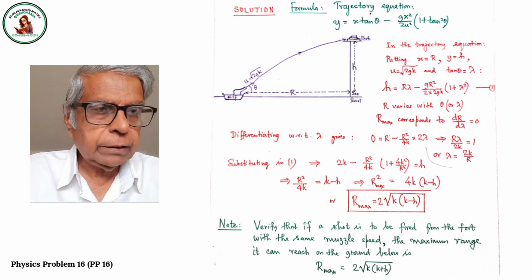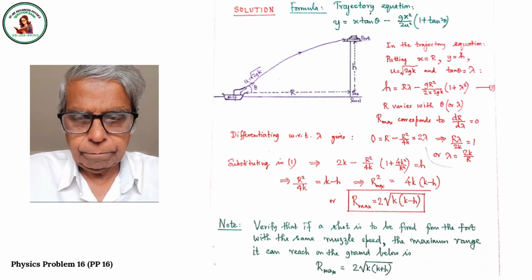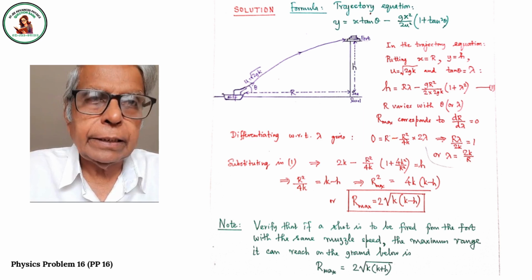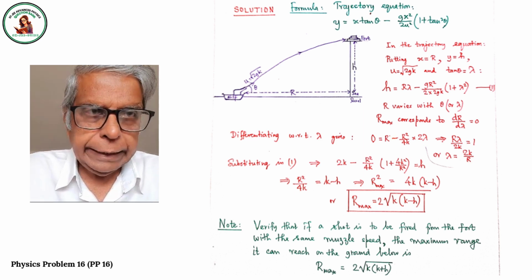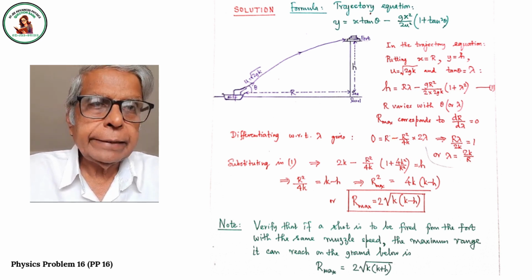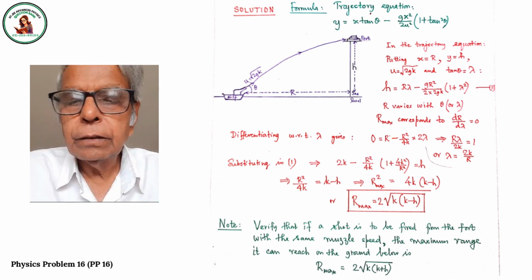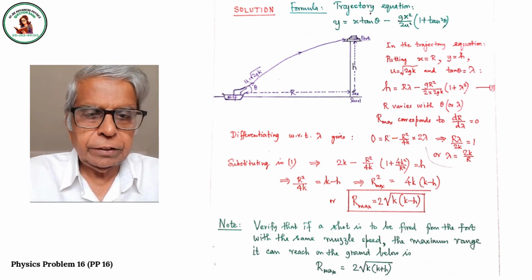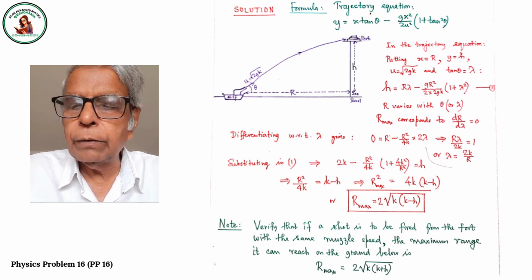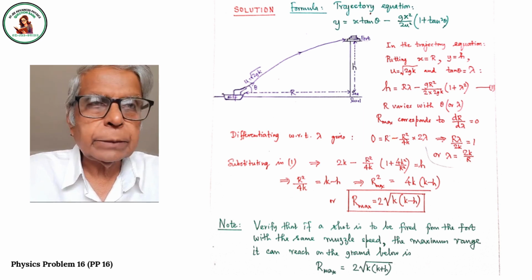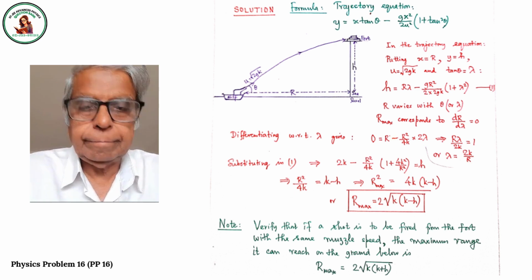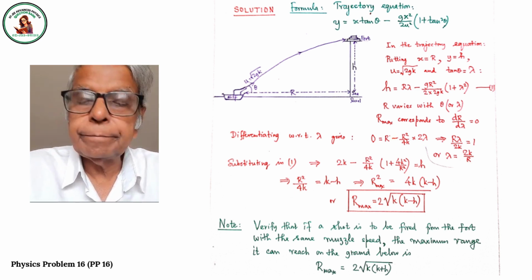This is the maximum distance required in the question. So we are using the second trajectory equation, which relates the distance r with tan theta. A simple differentiation gives us tan theta is equal to 2k by r, corresponding to the maximum value for r. So that is what we have worked out.